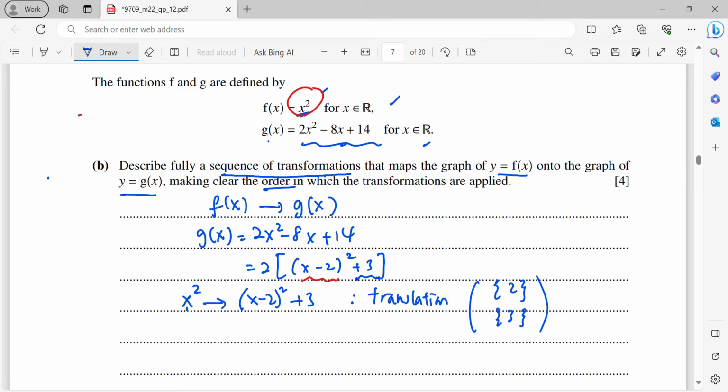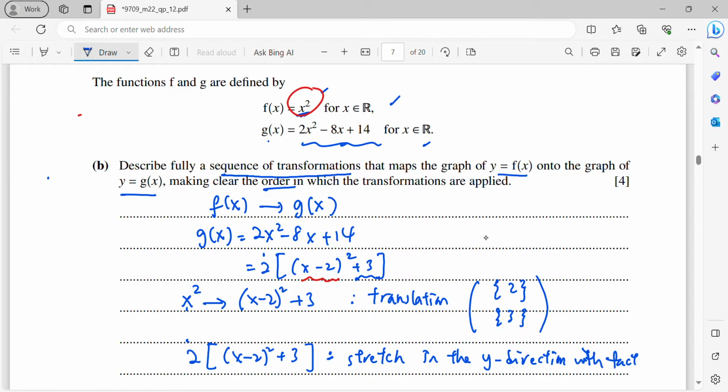Now, later on, I consider the 2 at the front here. So I will get 2 times x minus 2 squared plus 3, means that this is the effect on the y values, the whole graph, right? So this is basically the stretch in the y direction with factor 2. Okay, because there is a 2 here.